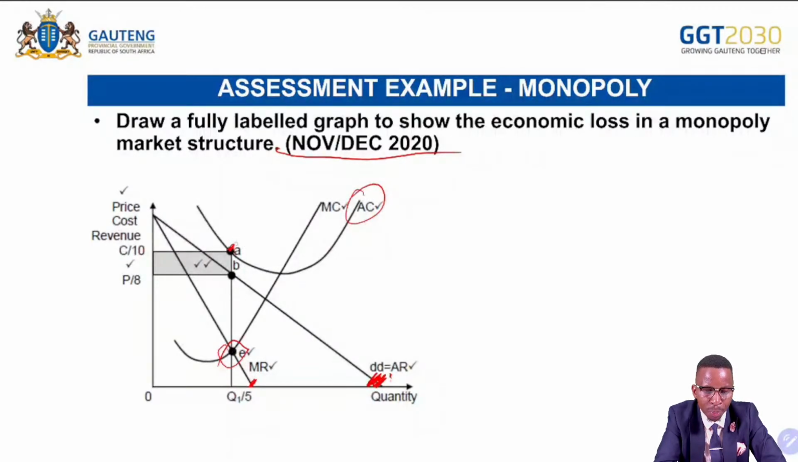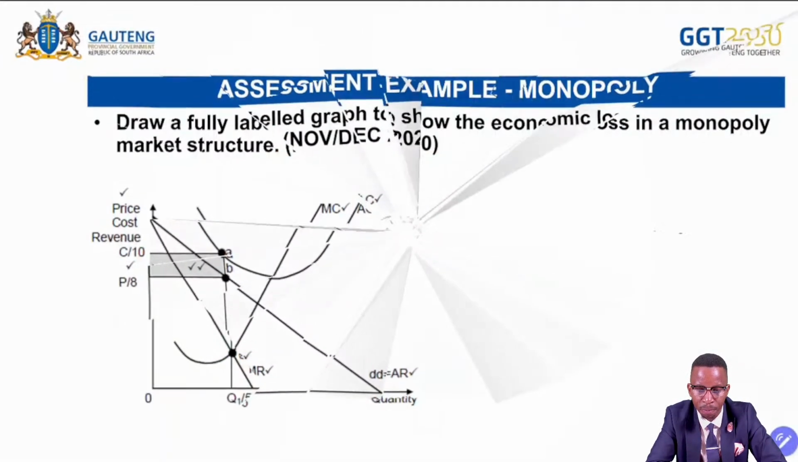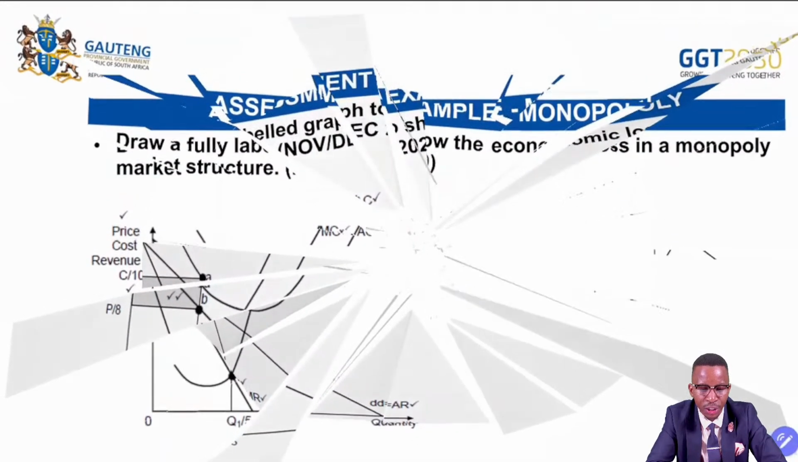So it's above AR, meaning our costs are 10, our revenues are 8, then the firm is making economic loss in this case. And then our loss area is shaded in there. You have those teeth that are indicating. And then this is the explanation.